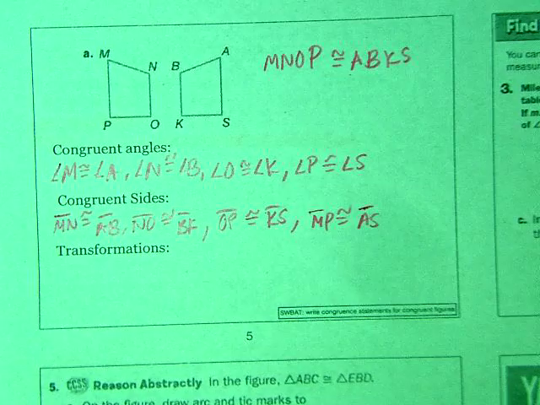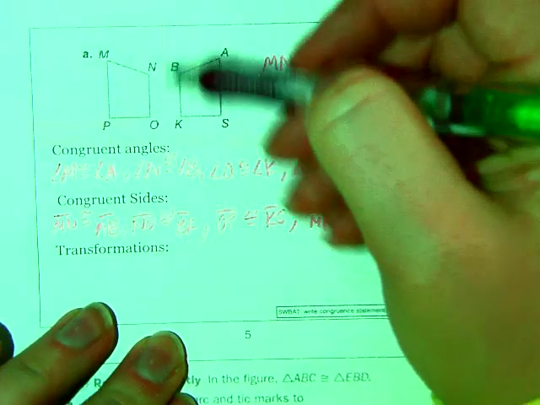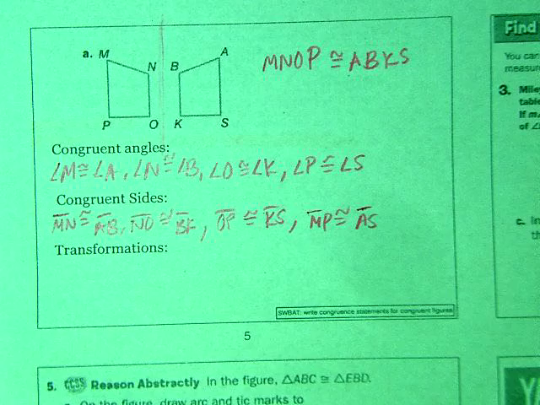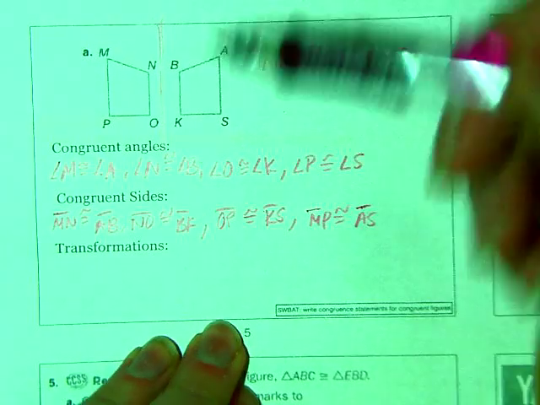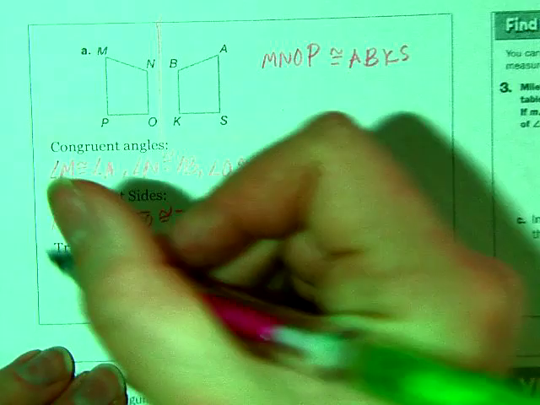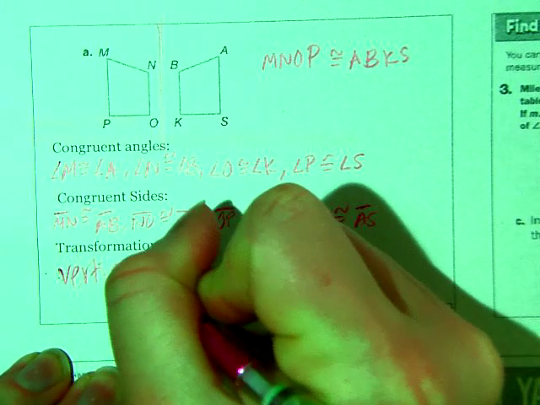The transformation, this one looks like we would have just reflected it along a, we'll call that, since we don't have a y-axis, but it's a reflection along a vertical line. So we'll just call it a vertical reflection.